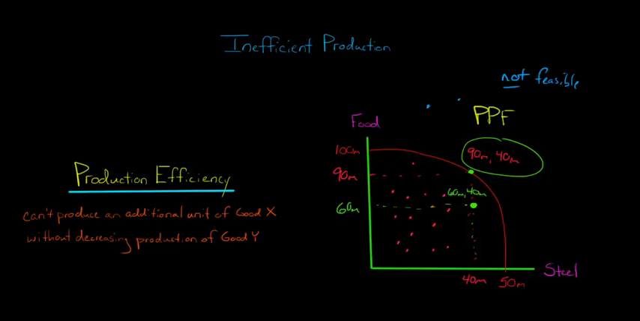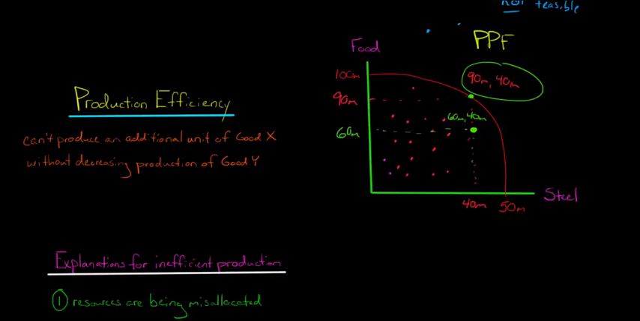So you might be wondering then, why would we ever end up at this point? How would we ever end up on the interior of the PPF? Because it's certainly possible, and it'd be foolish for an economy to choose. Why would somebody choose one of these combinations inside the PPF? There's a couple of reasons that an economy could end up with inefficient production. And one of the reasons is that resources are being misallocated.